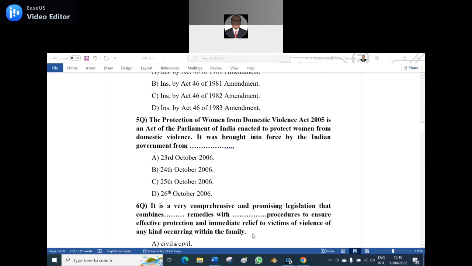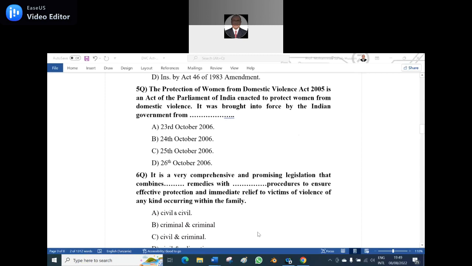Fifth question. The Protection of Women from Domestic Violence Act 2005 is an act of the Parliament of India enacted to protect women from domestic violence. It was brought into force by the Indian government from dash. Option A, 23rd October 2006. Option B, 24th October 2006. Option C, 25th October 2006. Option D, 26th October 2006. Option D is the right answer, 26th October 2006.